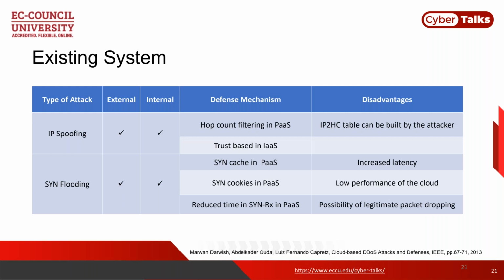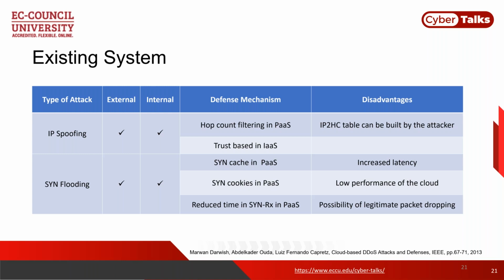So these are some existing systems. How do we detect each type of attack? If it is IP spoofing, you can do hop count filtering or trust-based SYN cookies. So these are the existing systems. And then SYN flooding, right? If you have your own edge security devices, it could be an intrusion detection system, or nowadays a next gen firewall comes with an IPS, right? They also do deep packet inspection.